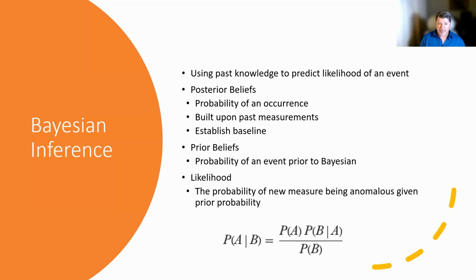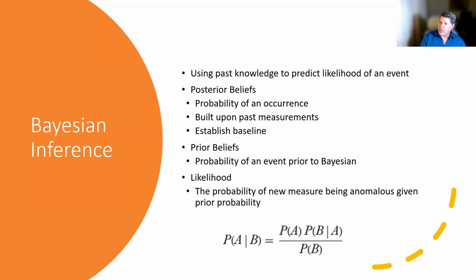So we have this concept of our posterior beliefs. You all know that if you flip a coin enough times, you're going to reach 50-50. You're going to get a probability of one half heads, one half tails. That's using your past belief, because you've done enough flips to know what to expect. So this will give you a probability of an occurrence. It's built upon those past measurements that we've taken.